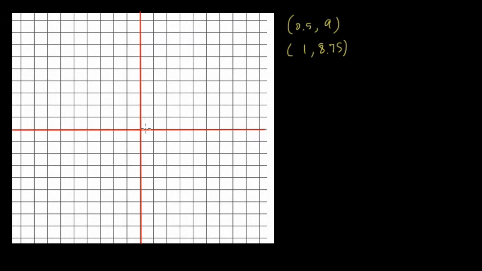So we have the first point, 0.5, 9. We go over to 0.5, let's say it's here, and then up 9: 1, 2, 3, 4, 5, 6, 7, 8, 9. That's this point right here. And the point 1, 8.75, is here, let's say, and if you kept graphing this trend, you would get a line, and you could see that the slope of this line is negative.